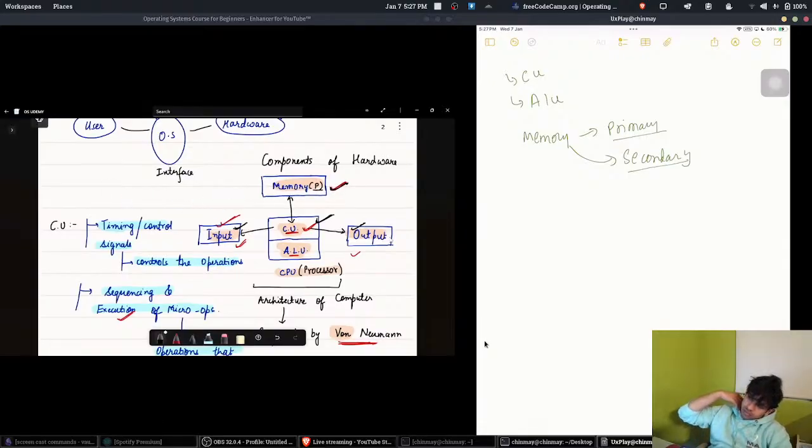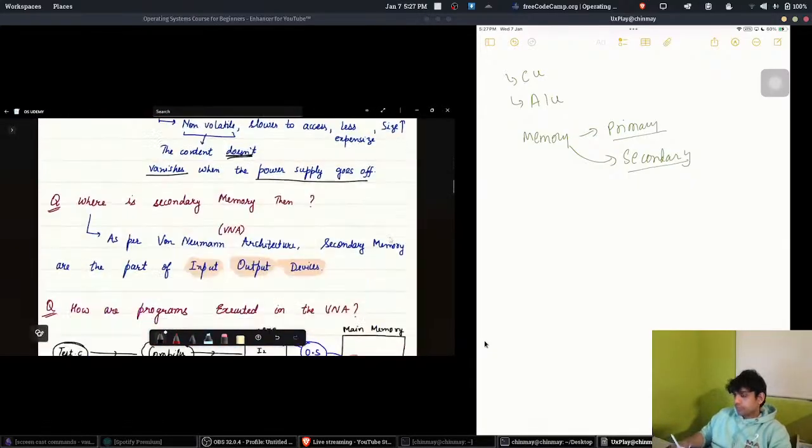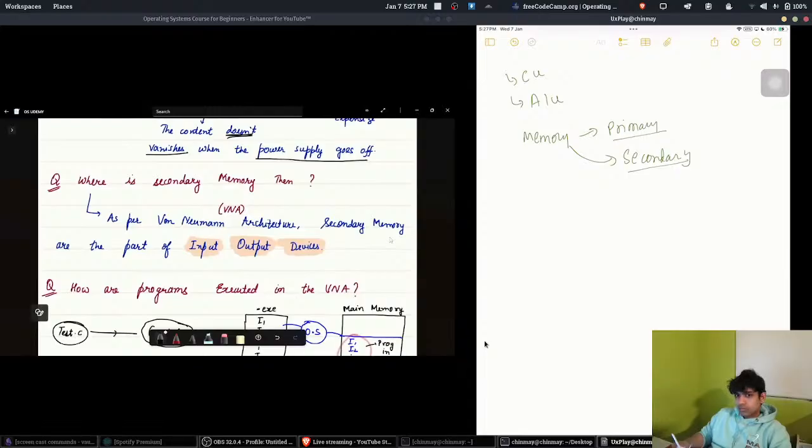Then what about secondary memory? I have not seen secondary memory in this architecture. Where is it? That's why I have written it in the form of a question. So where is secondary memory then? As per von Neumann architecture, secondary memory is part of the input output devices.